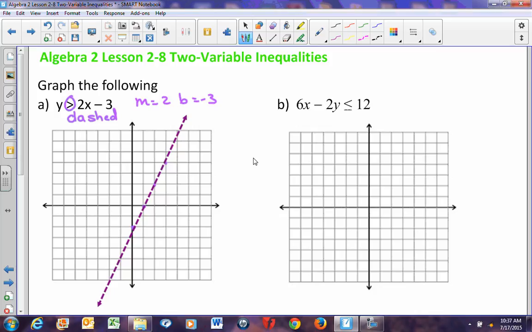The easiest point to test is (0, 0), so I'm going to test the point (0, 0). Okay, so I have 0 is greater than 0 times 2 minus 3. So in other words, 0 is greater than -3, which is true. This is a true statement, so I will shade where (0, 0) is.